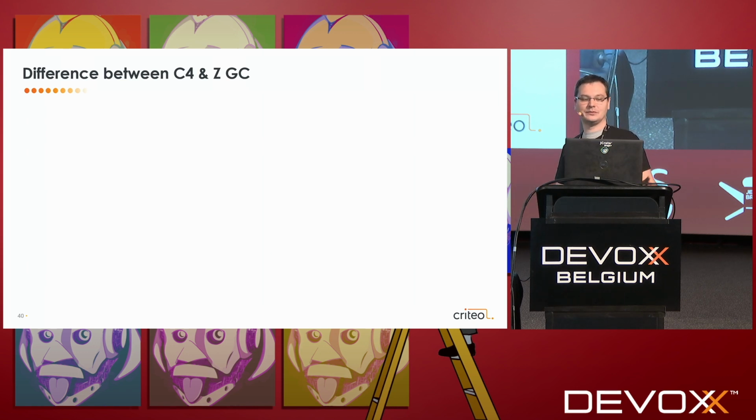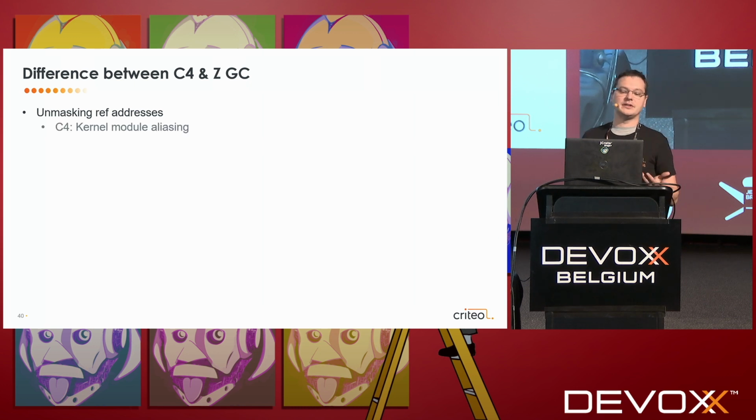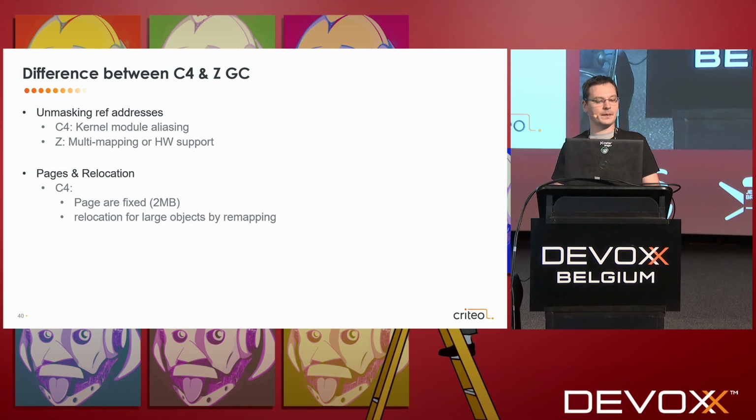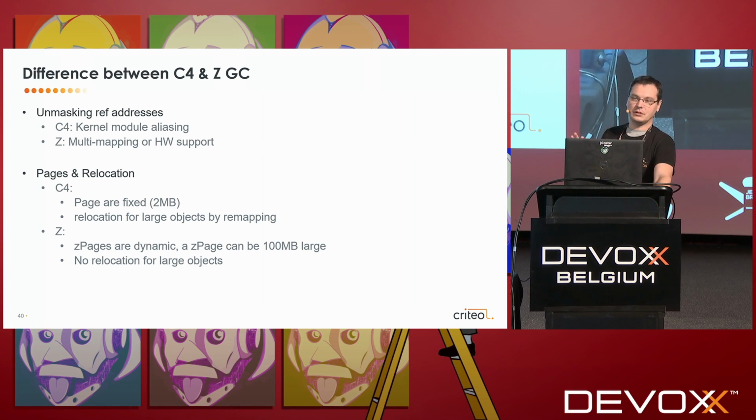Otherwise, it's similar to C4. What's the difference? The way we unmask the reference addresses. For C4, they use a kernel module, or sometimes the same multi-mapping as ZGC, while ZGC uses only multi-mapping, or maybe hardware support on other platforms. For pages and relocation, C4 uses fixed pages of 2 megabytes, and large objects are not moved but relocated by remapping. They just use unmapping and remapping of virtual pages to do this relocation. For ZGC, the pages are dynamic and up to 100 megabytes large, and large objects are not moved, like humongous objects in G1.